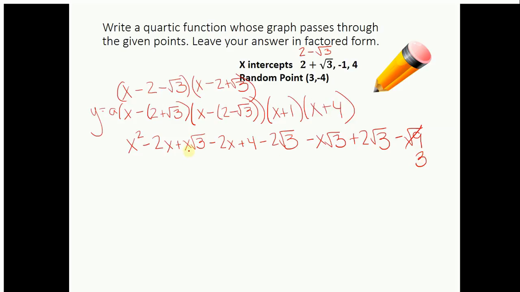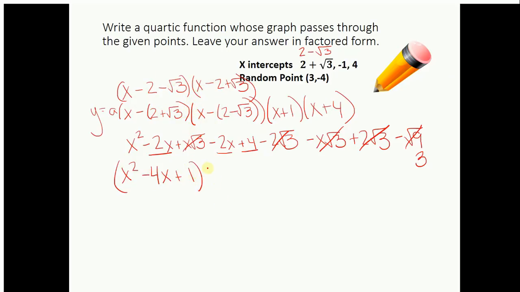Now, let's see if stuff cancels out. I get x square root of 3, positive, and a negative. They're gone. -2 square root of 3, positive 2 square root of 3. That's gone. Looks like I can combine some numbers here. So we get x squared. I have a -2x and another -2x. That's a -4x. 4 minus 3 is a positive 1. So this piece right here, that's what generated this up here, which was gross.